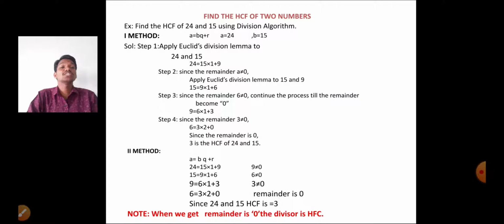So 3 is not equal to 0. So again the divisor becomes the dividend, the remainder becomes the divisor. 6 equals 3 2s are 6 plus 0. So here the remainder is 0. So the HCF of 24 and 15 is 3. So note: when you get the remainder 0, the divisor is the HCF. Are you clear? Right. Next, go to the next slide.